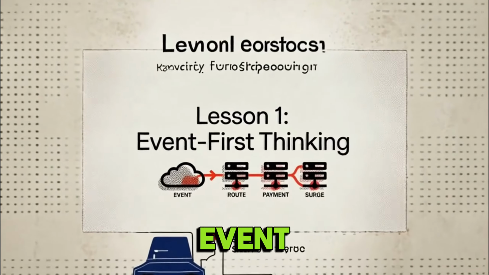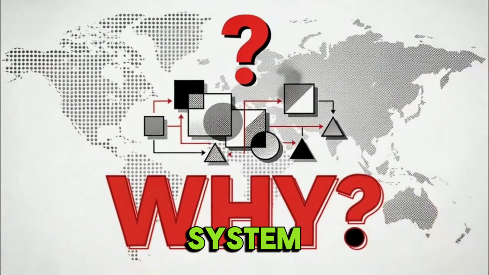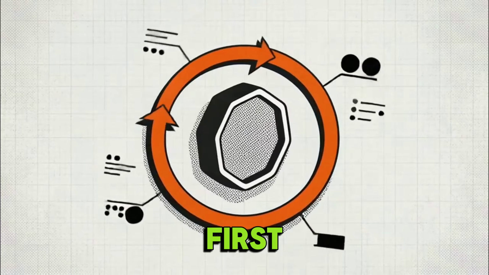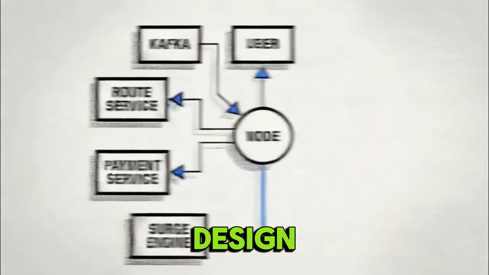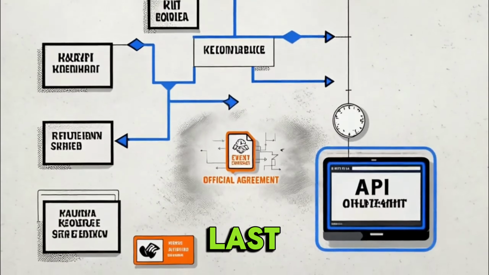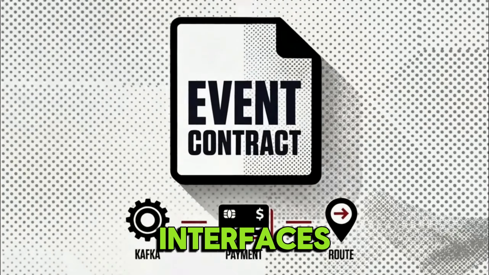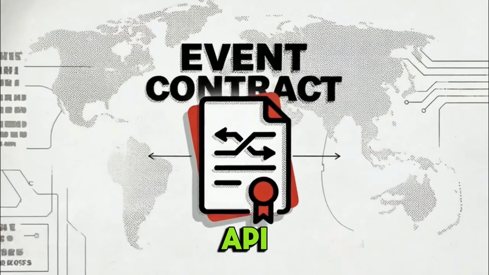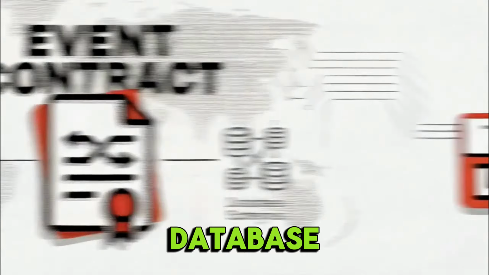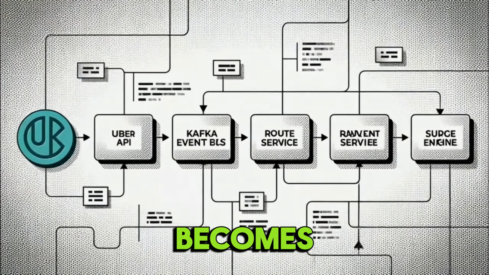Lesson 1. Event-first thinking. Before designing any feature in a microservices system, ask yourself, what events represent real state changes in this business domain? Design the events first. Design the consumers second. Design the REST APIs last. In Uber's engineering culture, event contracts are treated as the most important interfaces in the system. More important than API signatures. More important than database schemas. When you get your event contracts right, everything downstream becomes straightforward.